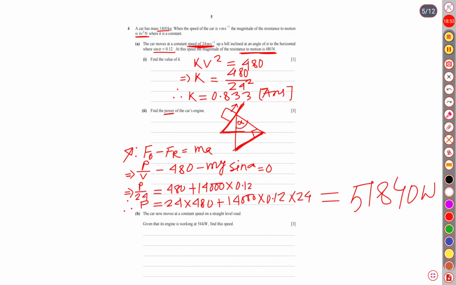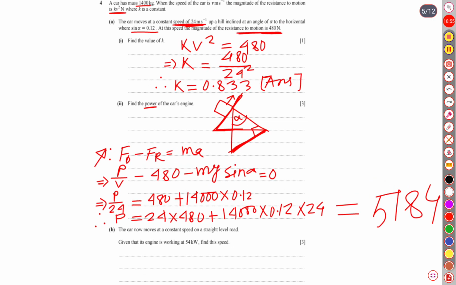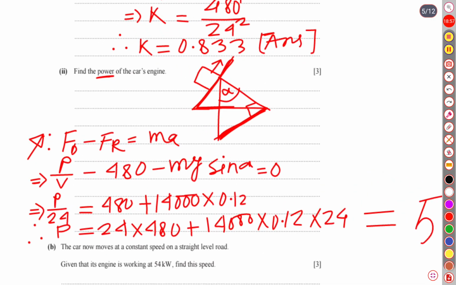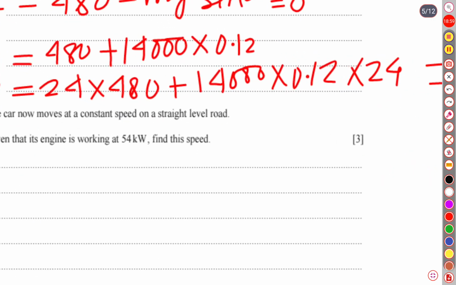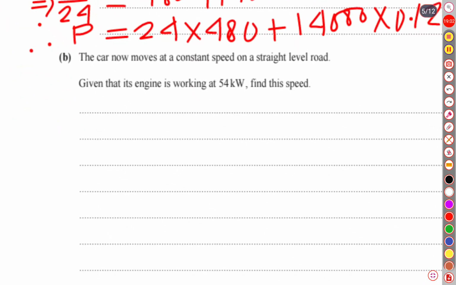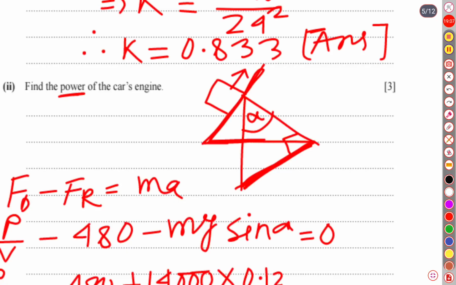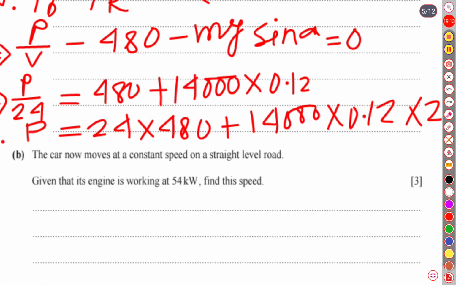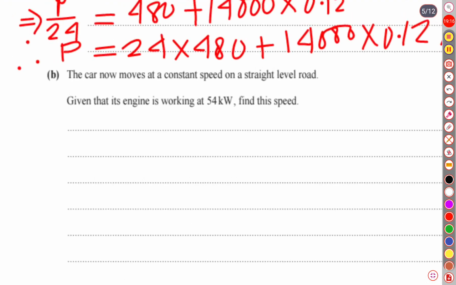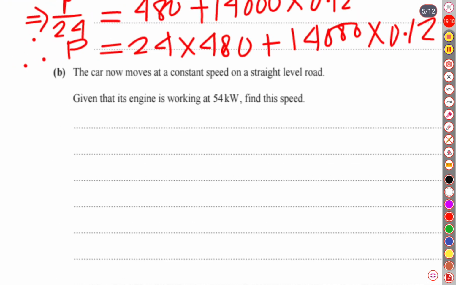Now we are going to apply the same concept, that is Newton's law of motion. The difference is that in question number A, it was moving up a hill inclined at alpha degrees, but now it is moving on a straight level road. Straight level road means, suppose this is the road, it is moving onwards.